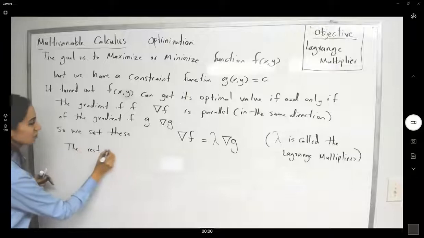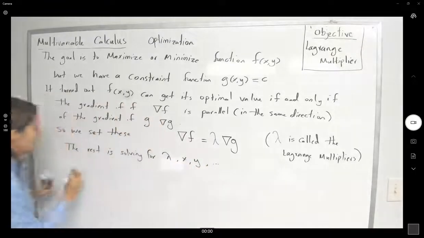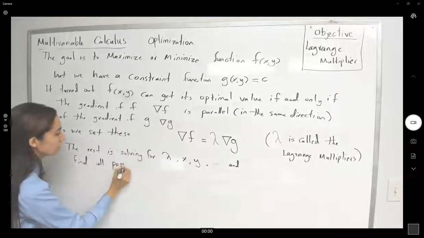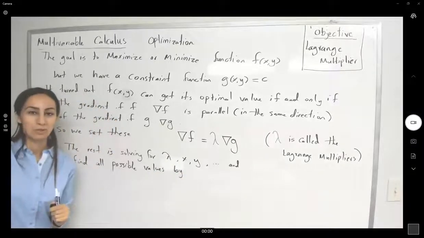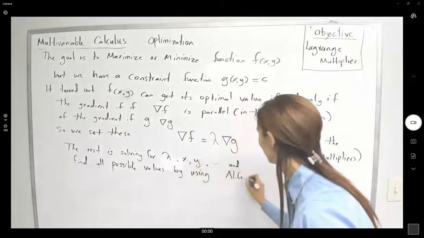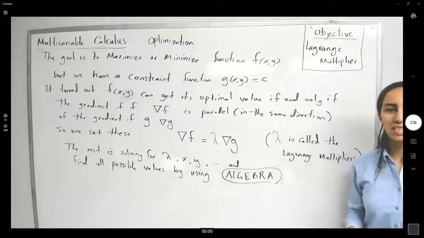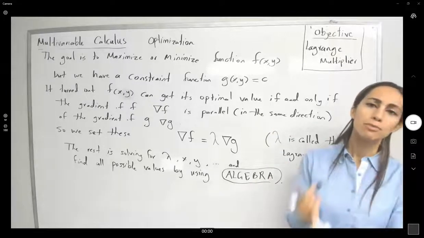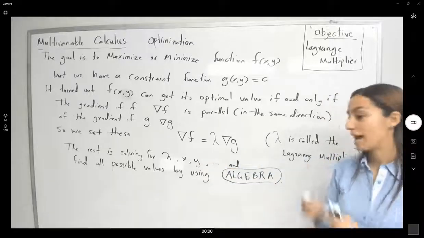The rest is solving for lambda, x, y, finding all possible values by using different methods in algebra. So the rest is just algebra. It has nothing to do with calculus. After this step, whatever we're doing is algebra. We're trying our best to apply whatever we learned in algebra, multiplying, dividing, substituting, adding to find the possible values for lambda, x, and y.